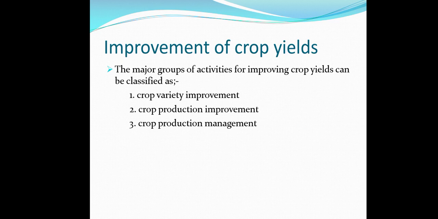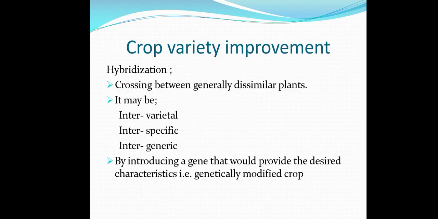Improvement of crop yield. The major groups of activities for improving crop yield can be classified into three types: variety improvement, crop production improvement, and crop production management.